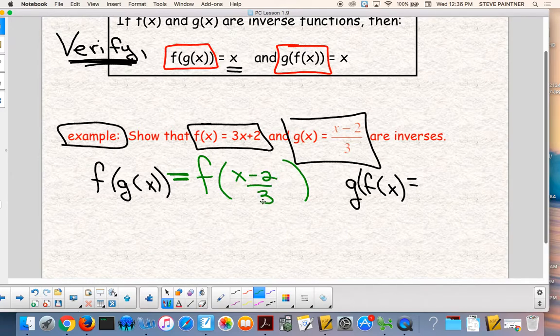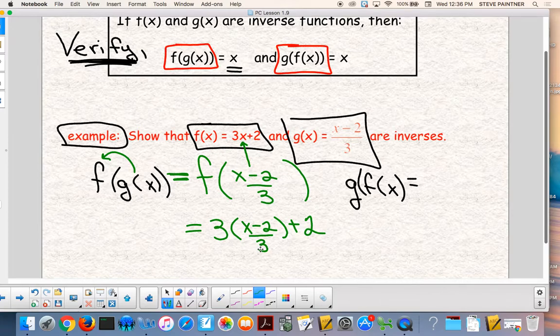Okay. And then I said yesterday, the inside function gets put into the outside function. So this has to go into f. f is straight up here, guys. It's 3 times x plus 2. What are you going to put in for the variable x? (x minus 2) over 3.